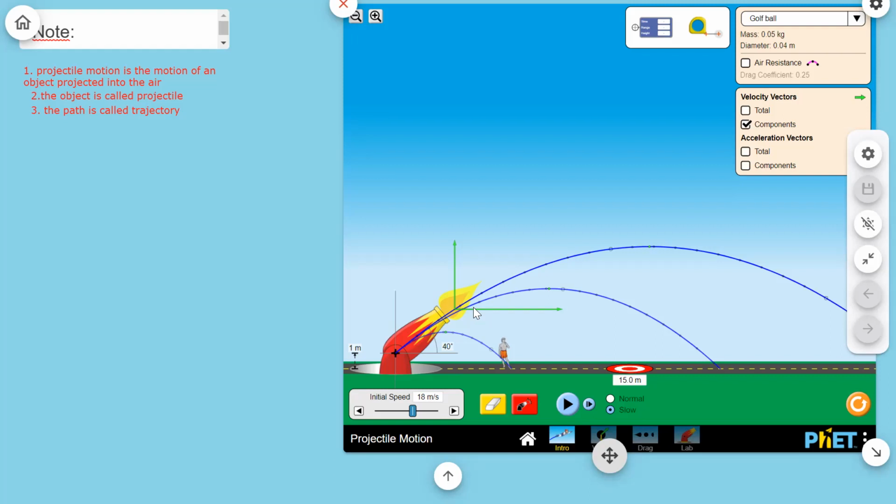I will try to analyze using the components of vectors. We know there are three quantities of motion that are very important to analyze. First is velocity. Second is the acceleration. And the third is the displacement. Of course, to describe motion, we must deal with the labels of the three quantities.